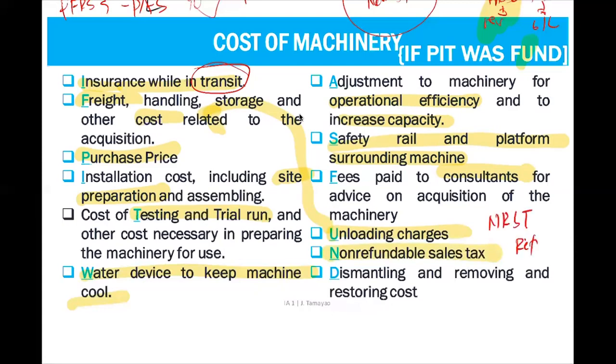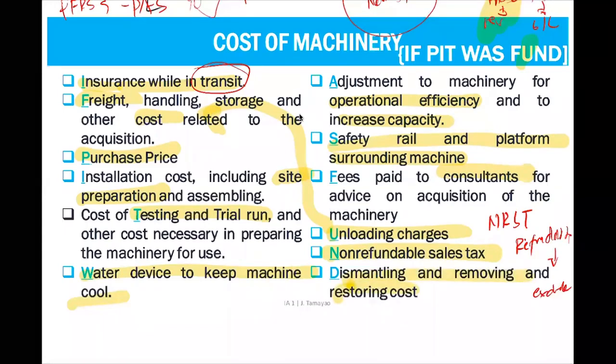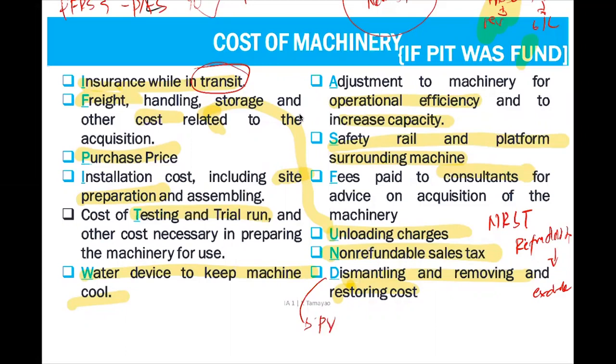If that is refundable, what is the treatment of that refundable tax? You should exclude. Next, you have your dismantling and removing and restoring costs. Ingat dito. How do we get for this dismantling and removing and restoring costs? The present value. Because dismantling and removing and restoring cost is a future cost. Since it is a future cost, you must get the present value.